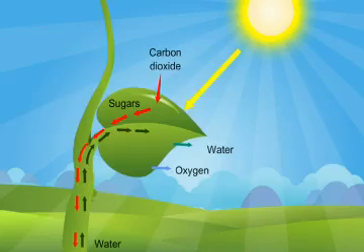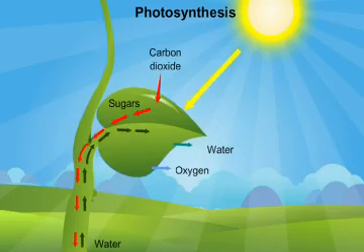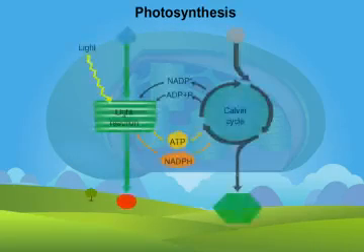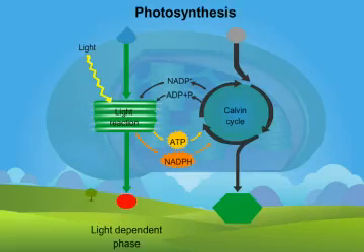Can you name the process here? Exactly, it is photosynthesis. As we all know, photosynthesis takes place in the chloroplast of a plant cell, and it consists of two phases, light dependent phase and light independent phase.